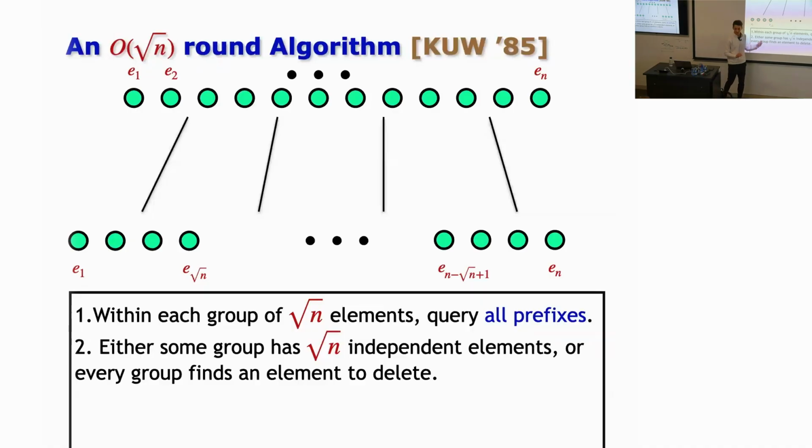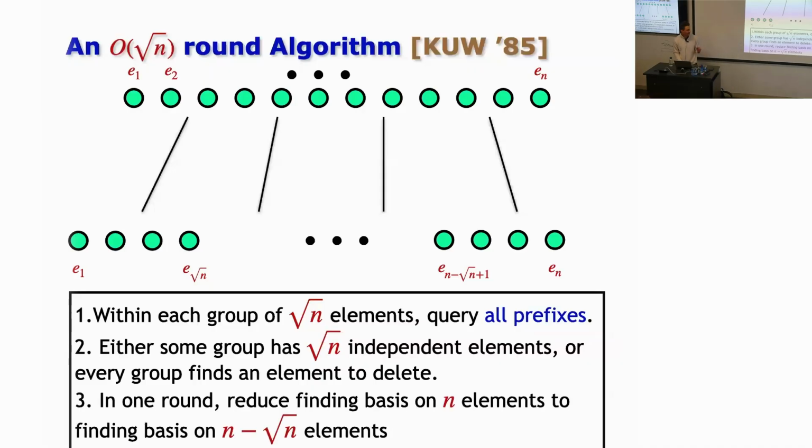Otherwise, in every single one of these groups, you found at least one element to delete. And so you're just going to delete that element. Right? And so the key recursion that they show in KUW is that in just one round of these queries, you've reduced basis finding from a matroid on n elements to a matroid on n minus square root n elements. Right? Because you either added square root n elements to your basis, or you threw square root n elements away from your buffer. And does that make sense?